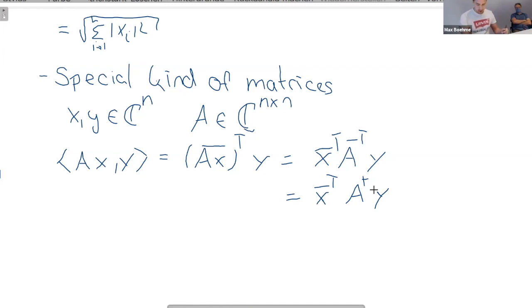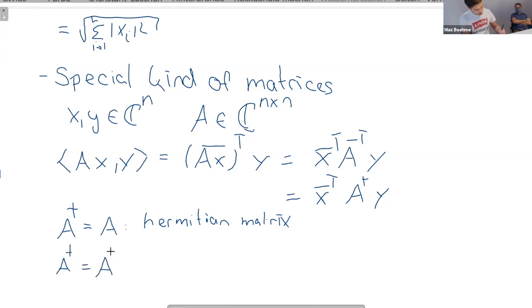Okay, and now we introduced two special cases. First of all, if the conjugate transpose of a matrix is the matrix itself, we call it a Hermitian matrix. And if the conjugate transpose of a matrix is the inverse of itself, this is called a unitary matrix. As you guys remember, those two types of matrices, or later we will generalize this to operators, will become important.